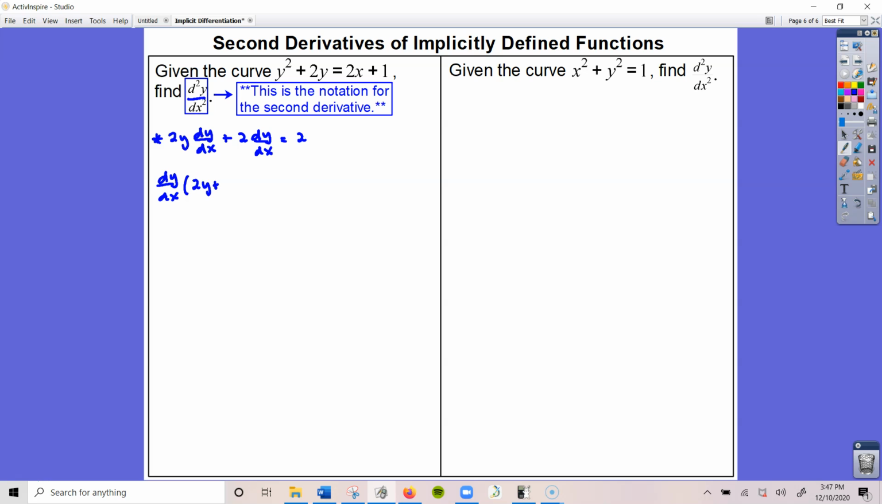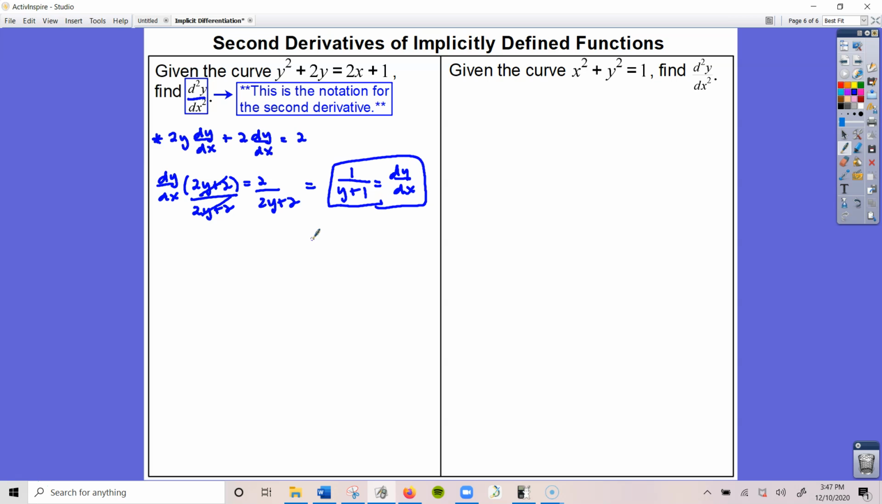And we get 2y plus 2 is equal to 2. And then we can divide that 2y plus 2, which can be simplified because all of these coefficients can be divided by 2 to 1 over y plus 1. So this is my dy dx.